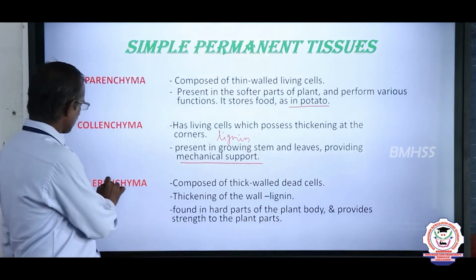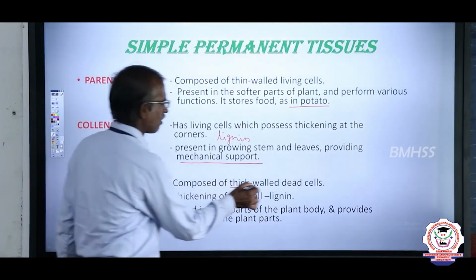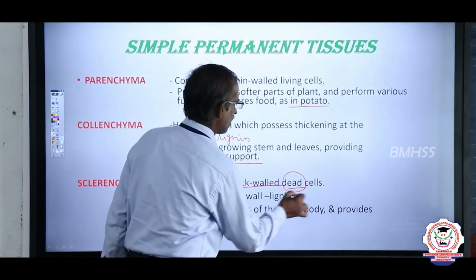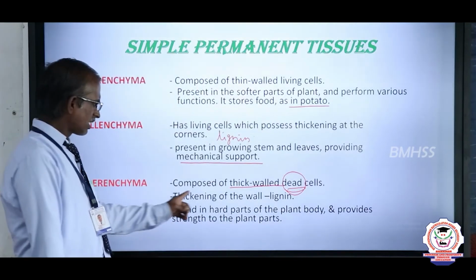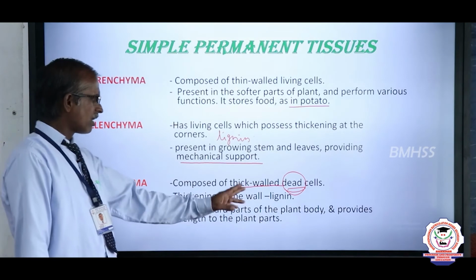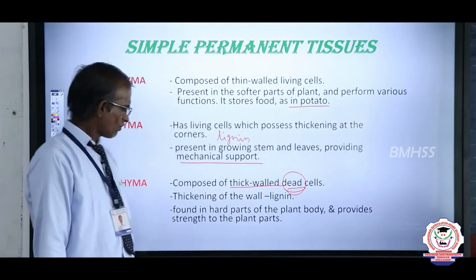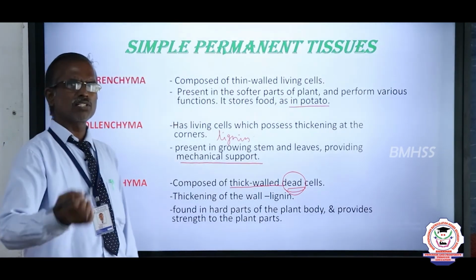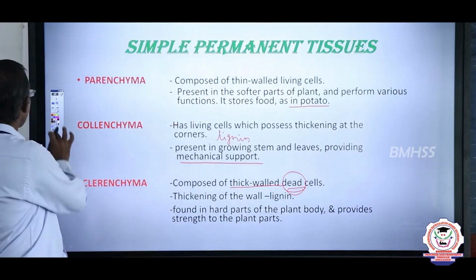Sclerenchyma is composed of thick walled dead cells, with thickening of the wall by lignin. It is found in the harder parts of the plant body and provides strength to the plant body.